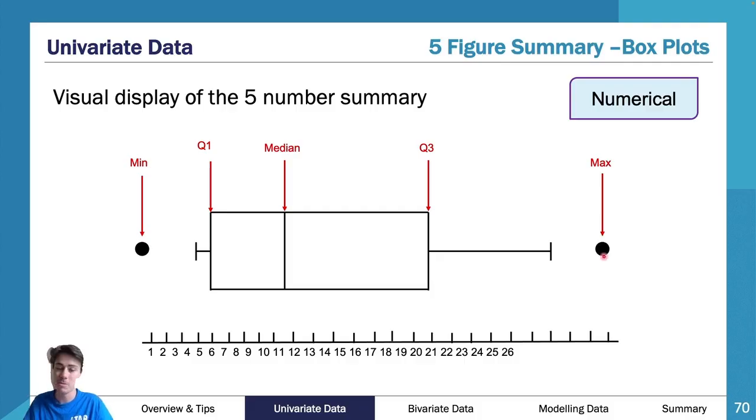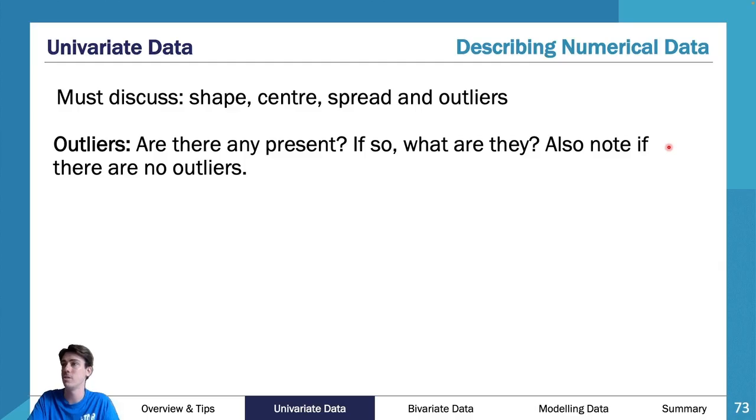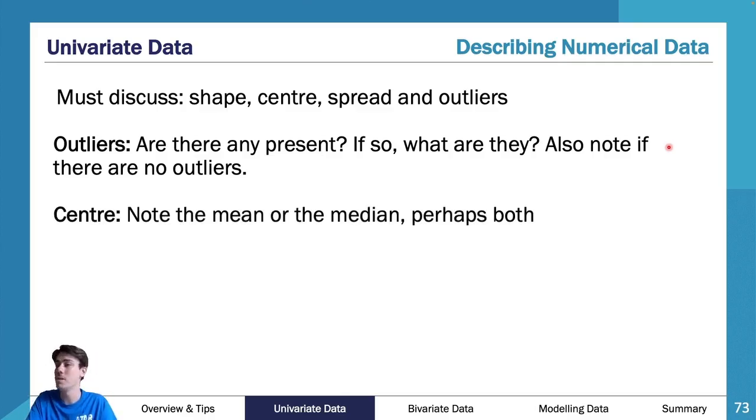Now, the other thing with box plots is they are commonly utilized to discuss information. This is the most common univariate piece of information you'll be asked to describe. You'll be asked to describe box plots in terms of their shape, center, spread, and outliers. So, outliers, are they present? If so, what are they? Also note if there are no outliers. Center, note the mean or the median. You can see the median. The median's usually the easiest. I usually always go to the median because you can see the median in a box plot. It's the middle line. You then have your mode as well.